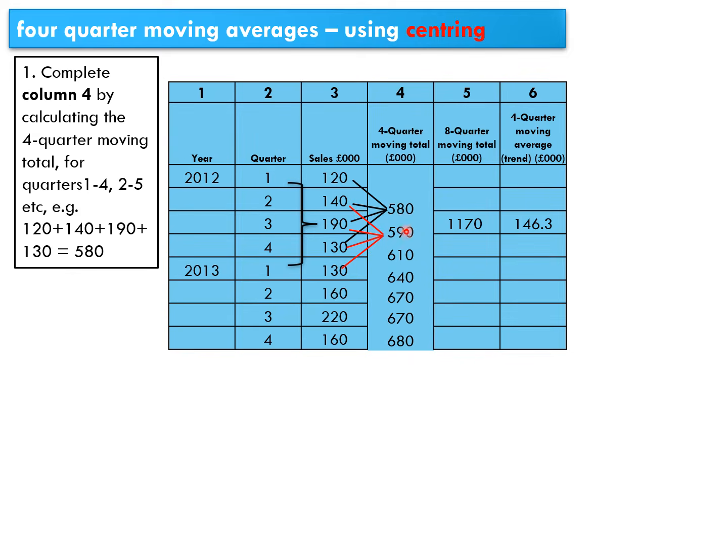But now when we add those two together, we have a total here for 8 quarters worth of data, which we can align with quarter 3. So here is 8 quarters worth, the 580 plus the 590, which we've aligned here with quarter 3. So this is 8 quarters worth of data. So if I divide by 8, I will get my prediction or my moving average for quarter 3 2012.